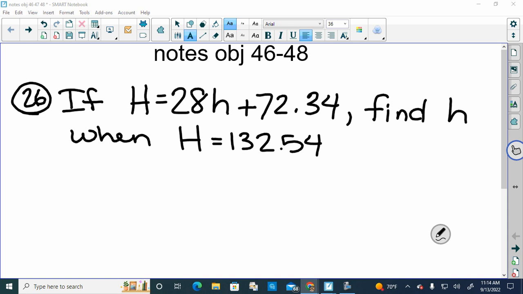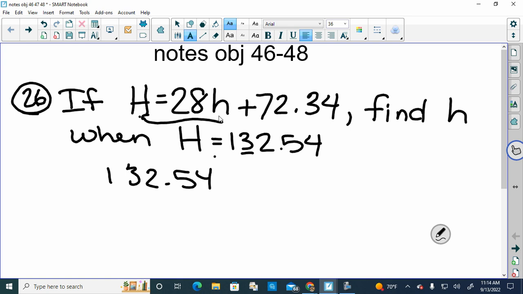Okay, so what we're doing is we are solving for the little h, okay? And we're replacing the big H with what they say that the big H is, okay? So we're just going to take this number and plug it into that spot right there. So it's 132.54, so I replace the big H with that, equals 28 little h plus 72.34.